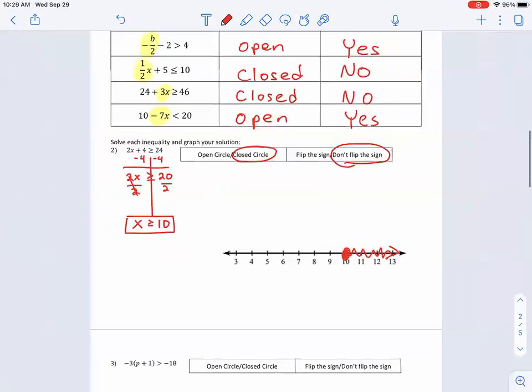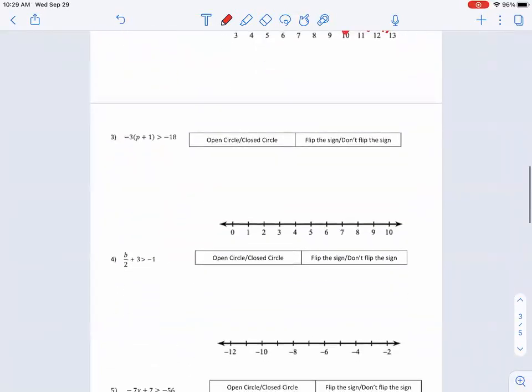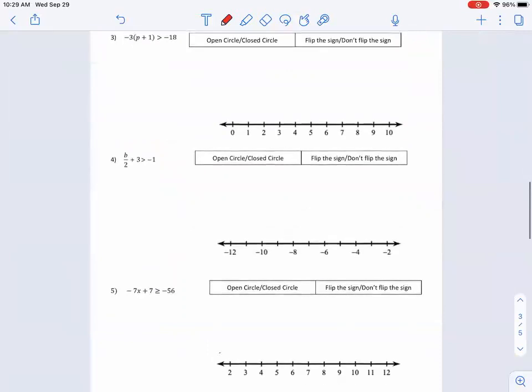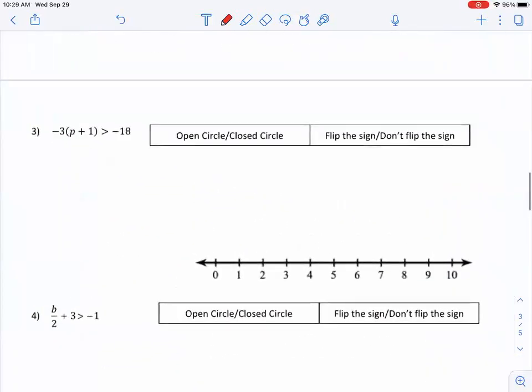All right, any questions yet? All right, well, then let's do problem number 3. What do you think? Open or closed circle? Open, very good. It is going to be open because there's no equal sign. Okay, so it is an open circle.